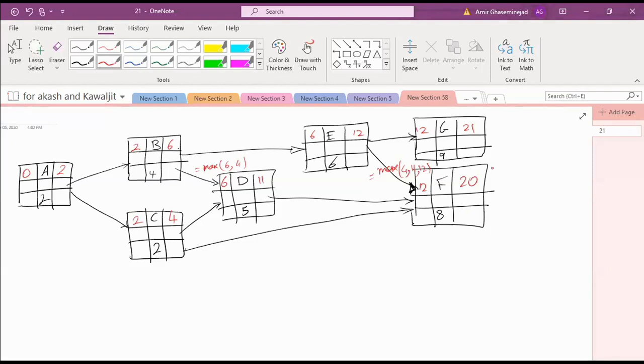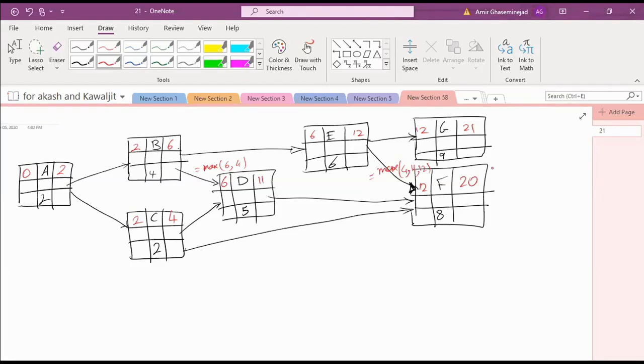21. When can we claim that we have finished the project? When both F and G are done. Yeah, so it'll be 21. Very good. And what is the latest finish time for the project? Do we want the latest finish time to be 22? No. 21? Yes. Can it be 20? No, not unless we crash something.